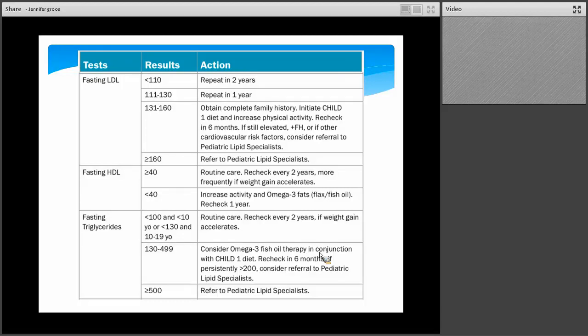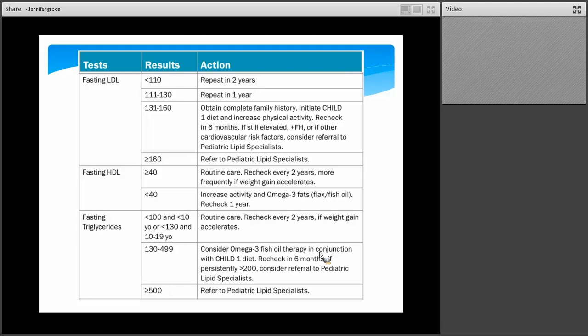And moving on to the fasting triglycerides: if they're less than 100 if the child is less than 10, or less than 130 if they're 10 to 19 years old, recommending routine care and then rechecking every couple of years, and more quickly if that weight gain is accelerating. If it's in that middle range between 130 and 499, they recommend doing that omega-3 fish oil therapy in conjunction with the child one diet and rechecking in 6 months.